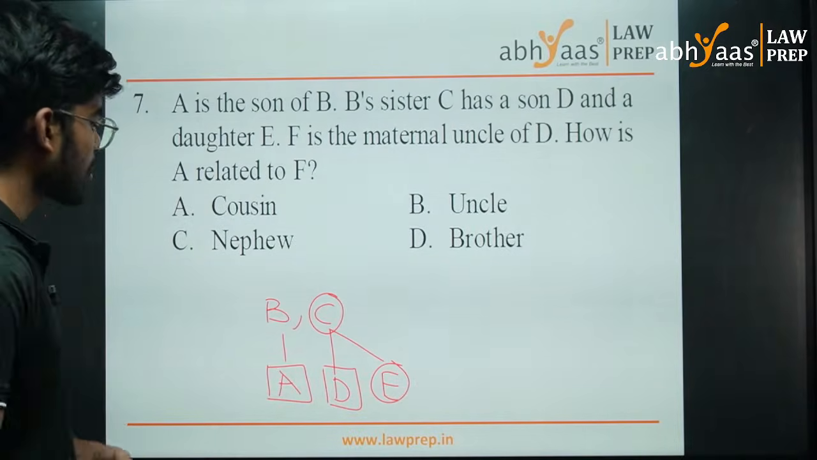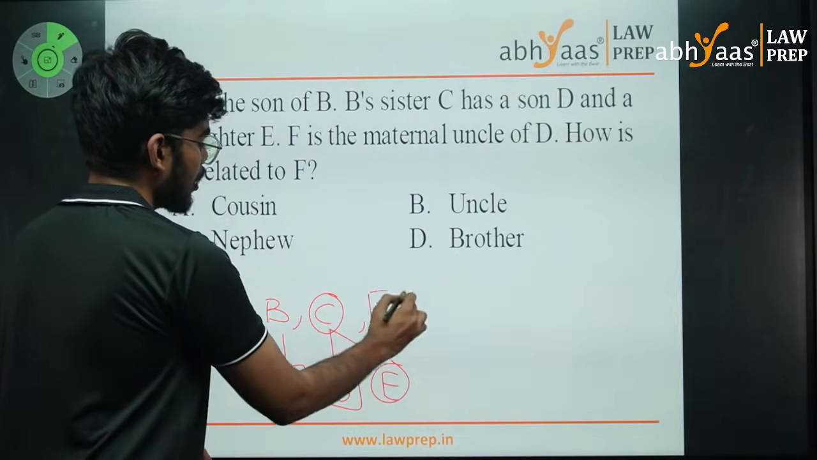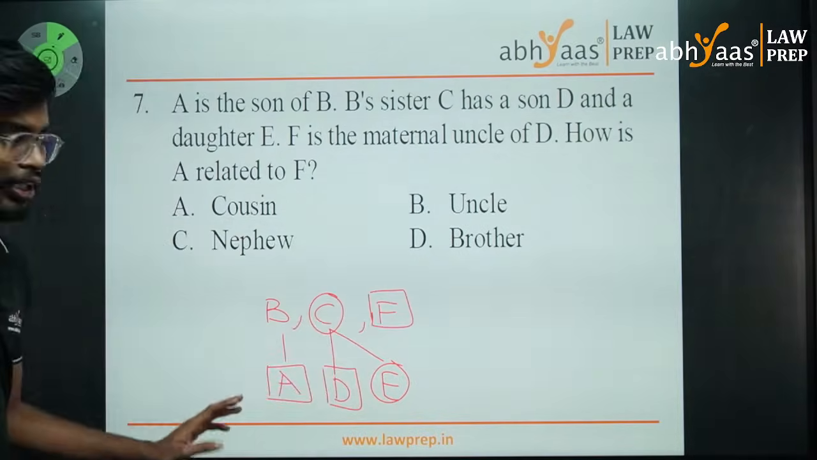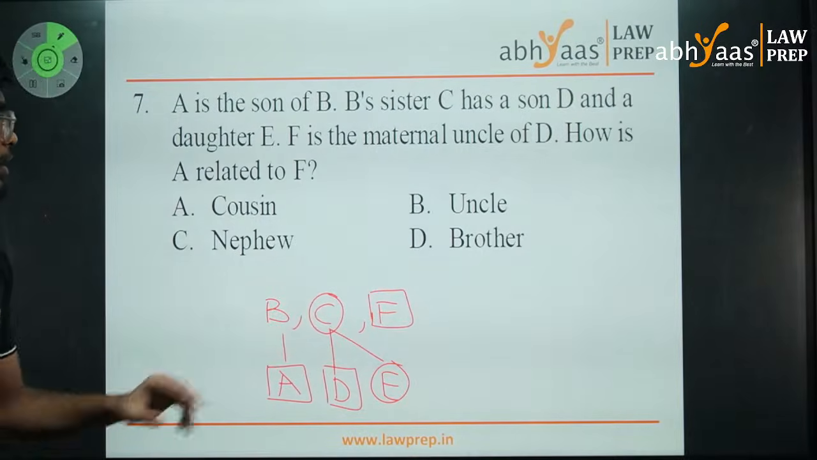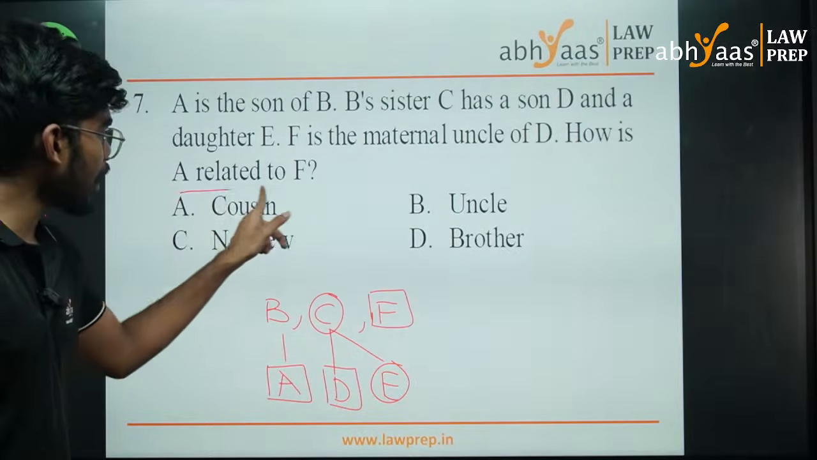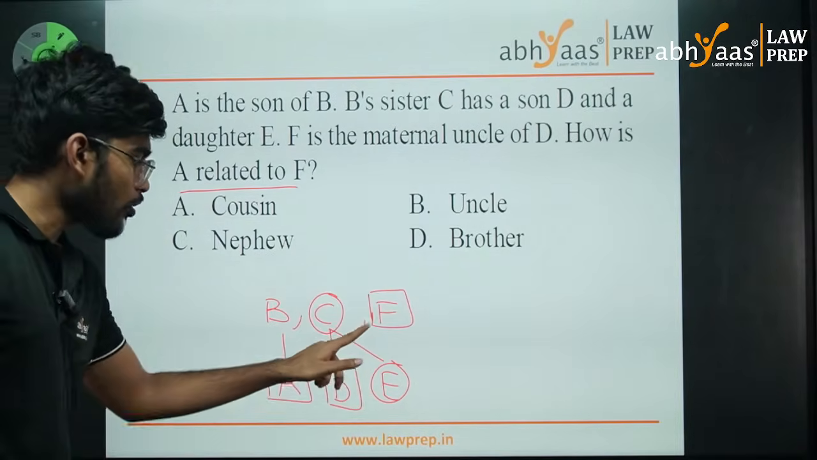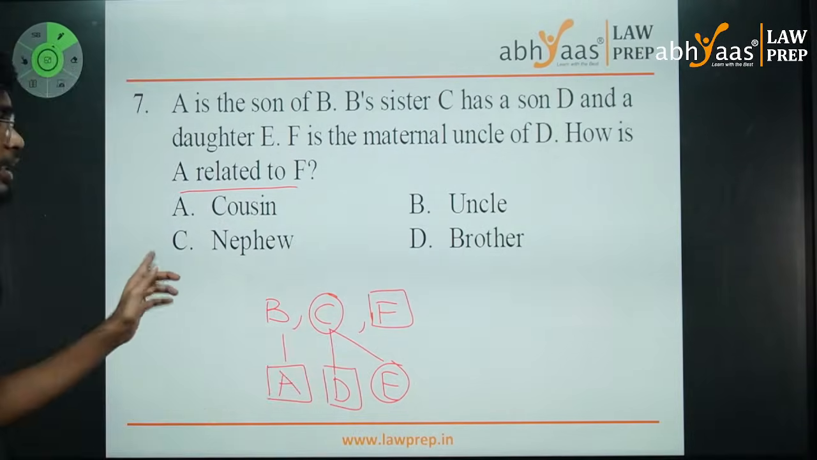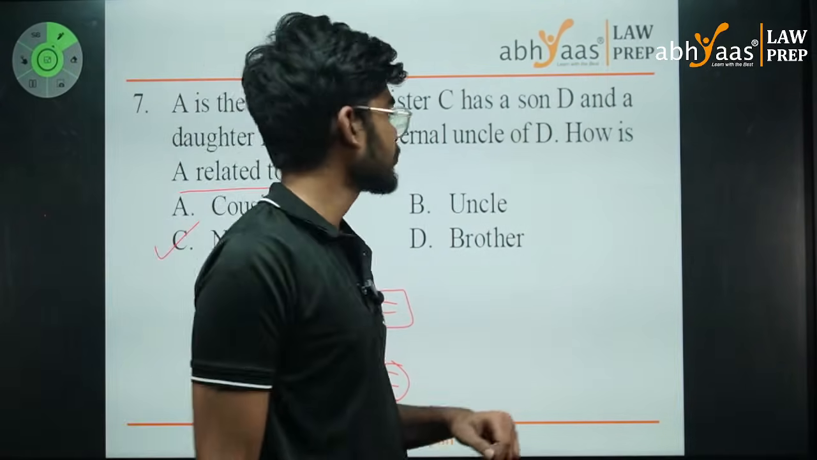Say for example, F is a maternal uncle. That means D is his nephew. Now they are asking how is A related to F? Different gender but not a parent. How is it related? Uncle, right? But here, how is A related to F? F is the uncle of A. Now, what is the relation between A and F? His nephew. So, option C is the right answer.